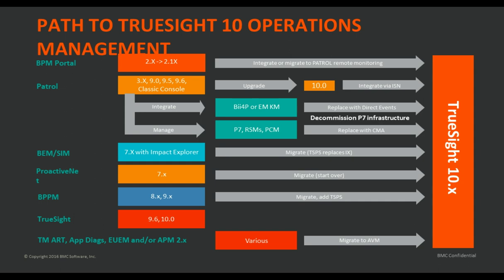With 9.6, the thing is that you have to migrate each release. So you'd have to go 9.6 to 10, 10 to 10.1, 10.1 to 10.5. At that point, it's kind of worth just doing a migration. If you have TMArt, Application Diagnostics, or EUEM, or they were actually packaged together as APM 2.x, I believe 2.7 was the last release. Any of that, it's pretty much a migration. So the APM 2.x doesn't plug into TrueSight. You'd really have to reinstall it either way. So there's various methodologies there, and we'll talk about a few of them. But it's not going to be an upgrade in place.